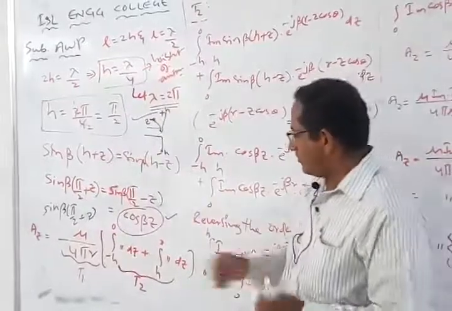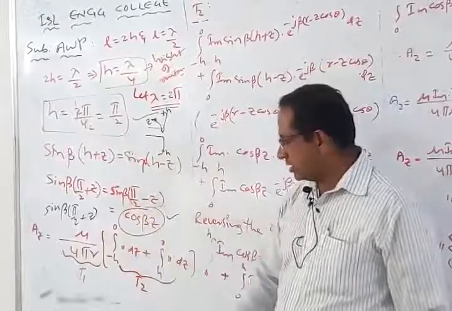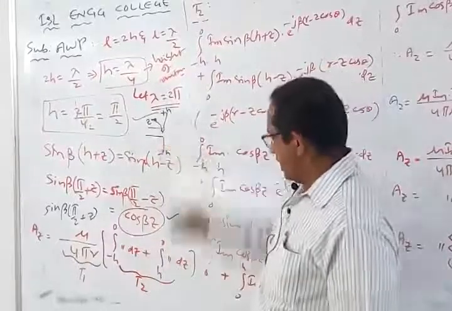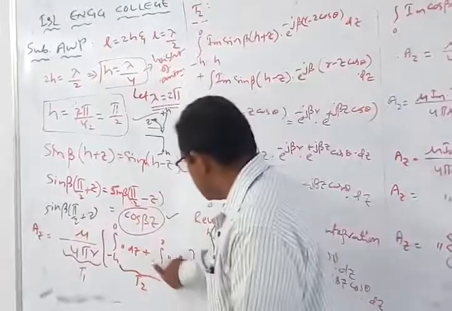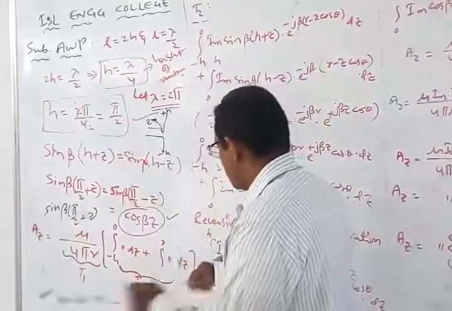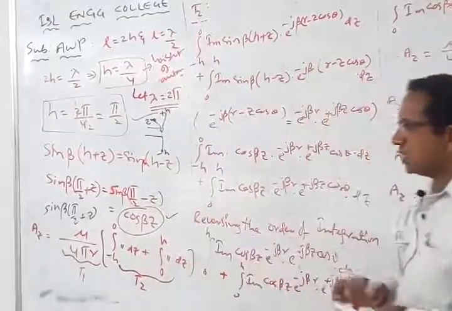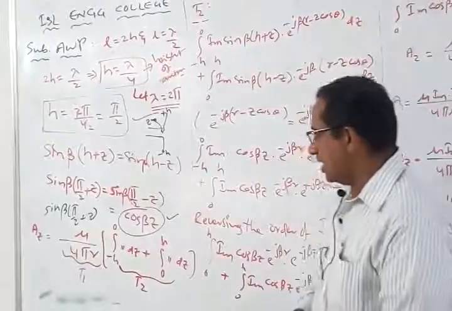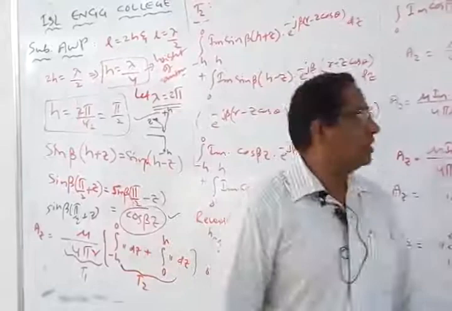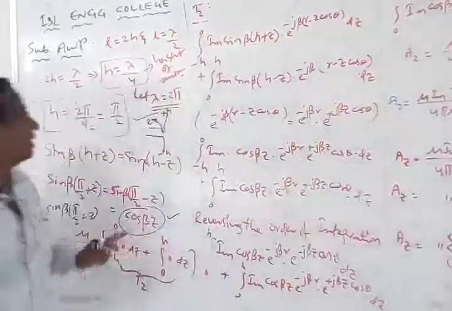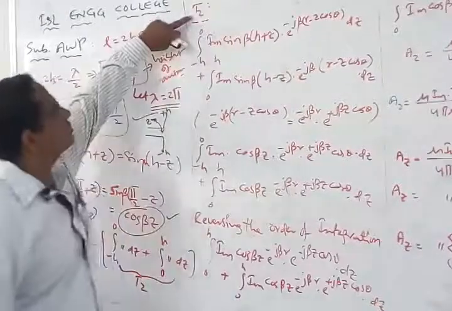So now, minus h to 0 and the integration value we have got, plus 0 to h. Sorry, this should be 0 to h. So these two are the equations we are going to get. Now I can take the first term as T1 and the second term as T2. In order to solve the overall equation, we will first solve the term T2.